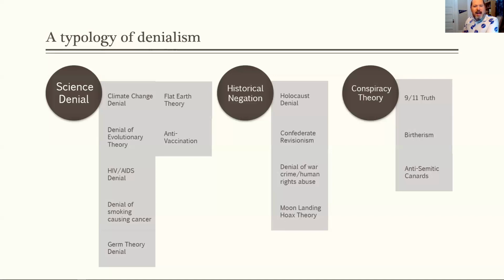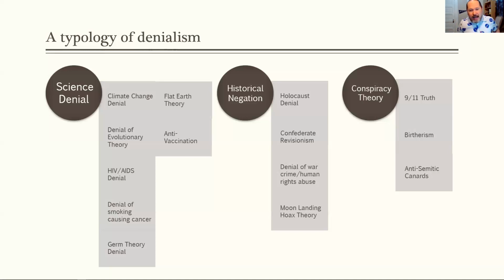We're talking about things that have been disproven, like 9/11 truther claims about Building 7 and what caused it to fall, that it was a controlled demolition, which has been refuted by the National Institute of Standards and Technology, NIST.